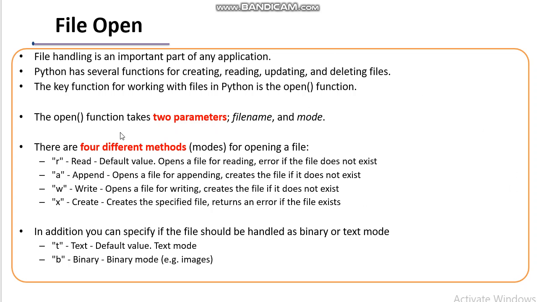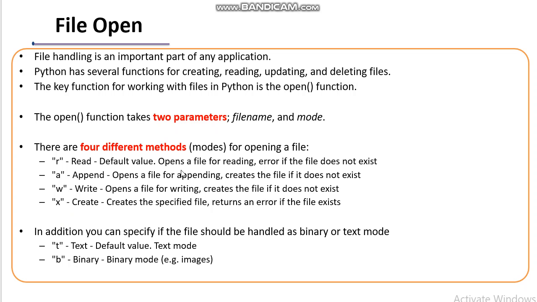First, coming to file open. Python has several functions for creating, reading, updating and deleting files. The key function for working with files in Python is the open function. The open function takes two parameters, that is file name and the mode. There are four different modes for opening a file: read, append, write and create.